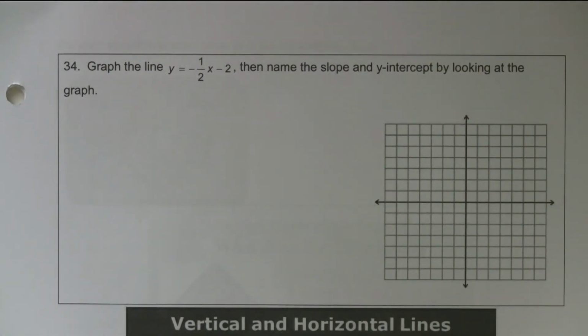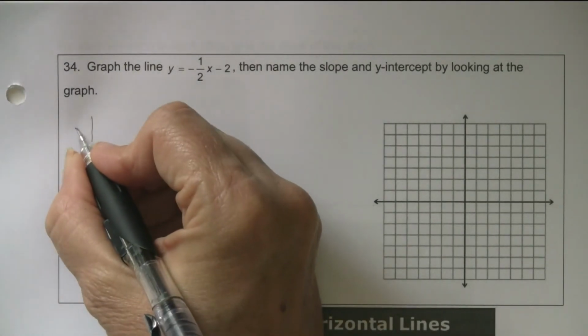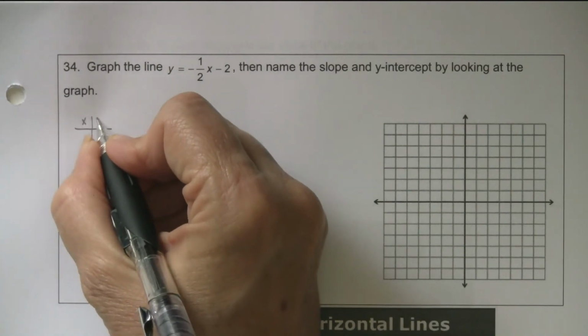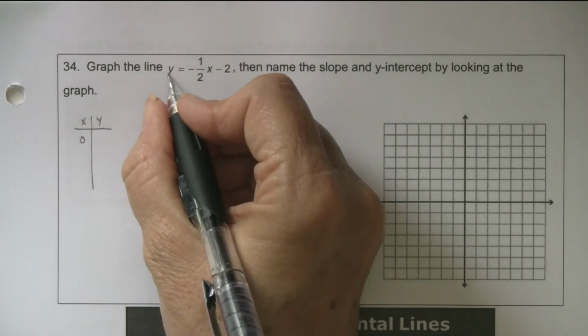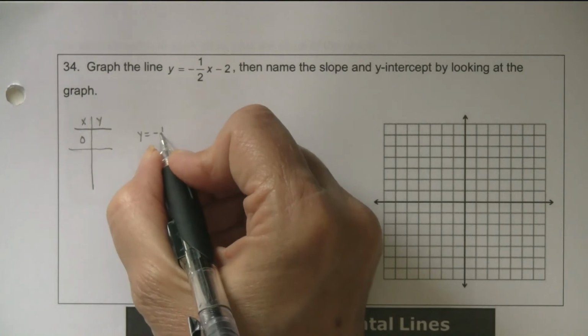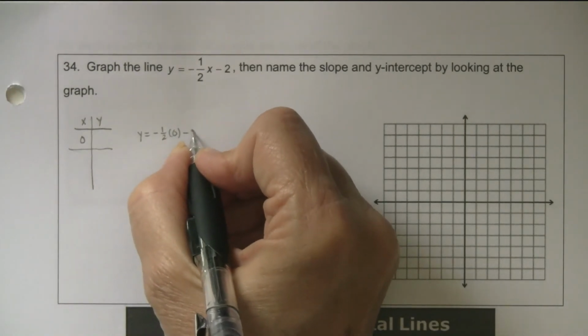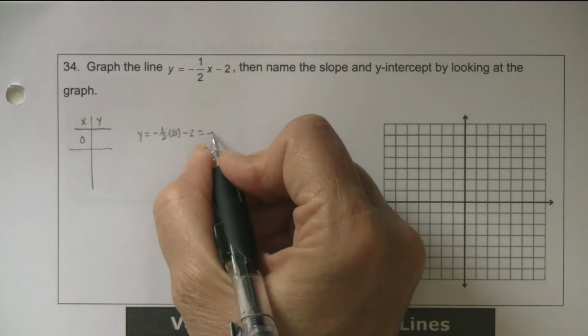So they want me to graph this line, and then they want me to name the slope and the y-intercept by looking at the graph, because they are trying to prove a point. If you've had algebra before, you already know what point they're trying to prove. But we're going to give it a try. What they want me to do is graph the line the way they showed me in section 2.3, which is to pick points. My favorite point to pick when it's solved for y is 0. When I do the arithmetic, y equals negative 1/2 times 0 minus 2. This is 0, and I get y is negative 2.